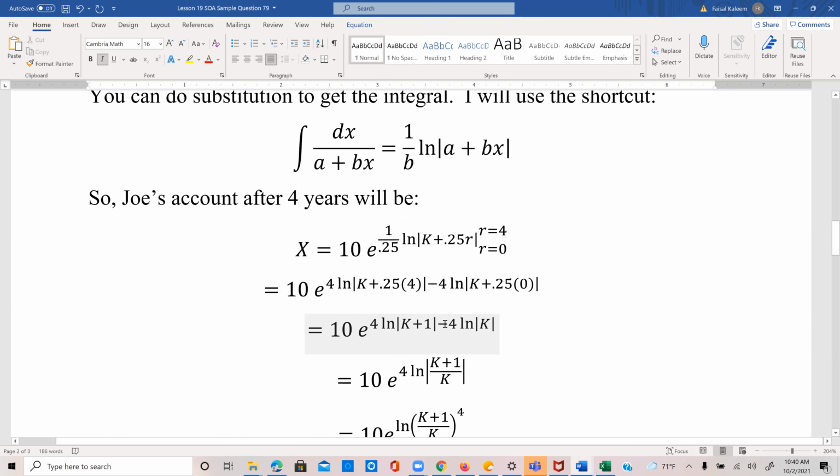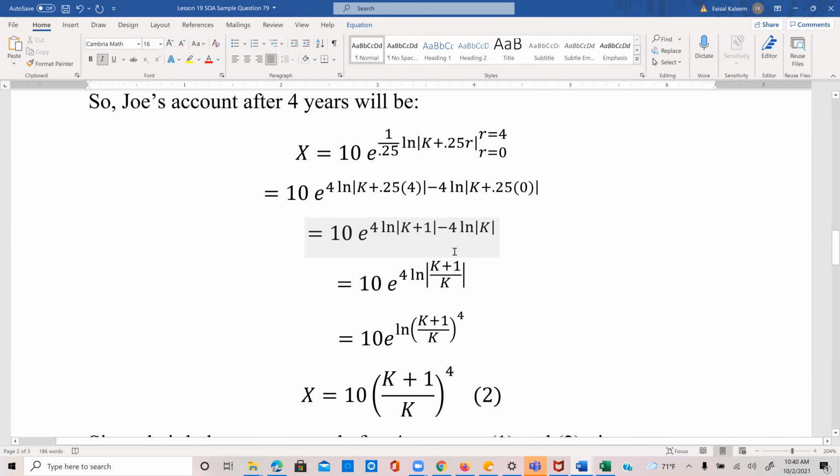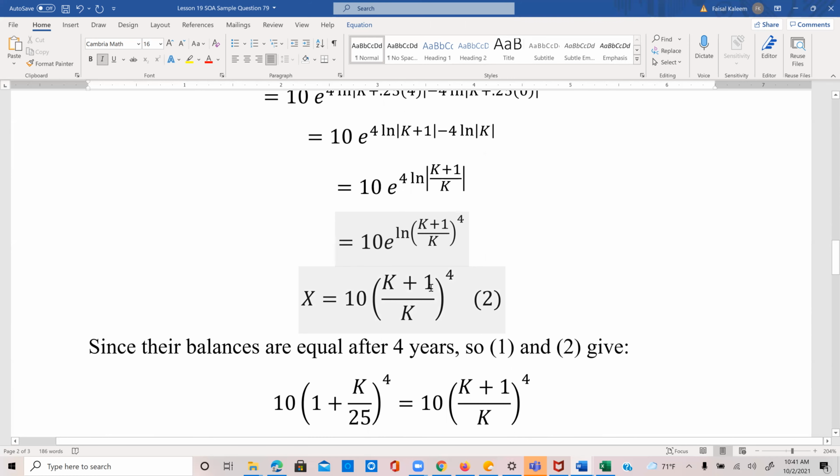So 4 ln K plus 1 minus 4 ln K. First we factor the 4, and then it's ln K plus 1 minus ln K, which according to the log property is ln of K plus 1 over K. Then this 4 can be raised to this power, which we need to do so that we can cancel the e and the ln. So that's just 10 times K plus 1 over K to the 4. So this is also X.